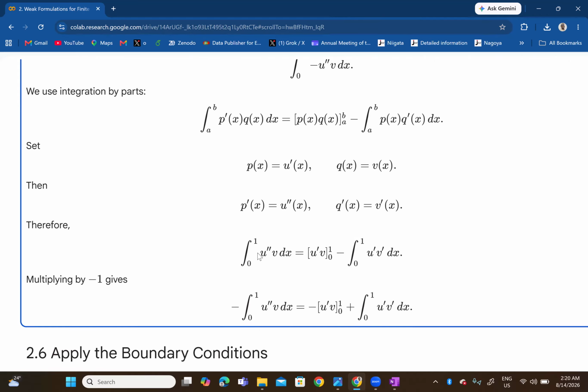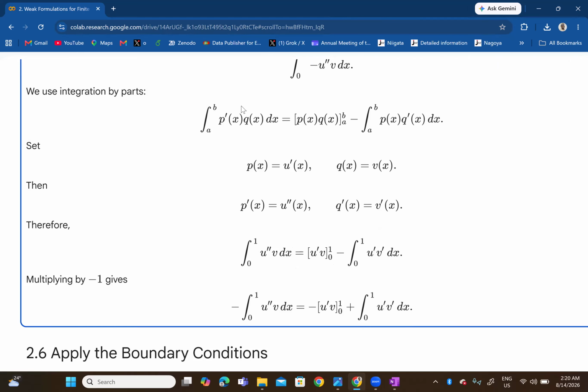If you integrate u prime prime, you get u prime, because you differentiate u prime to get u prime prime. And then v dx remains here, because if you differentiate v, you get v prime right here. So I think the basic thing is just to follow this formula right here.